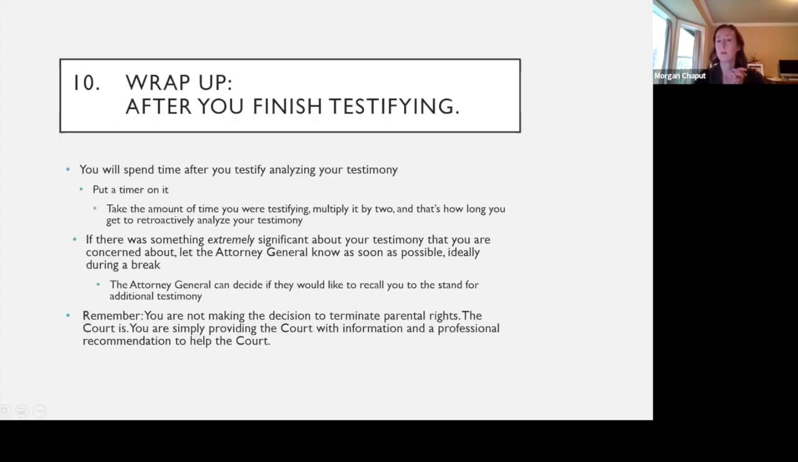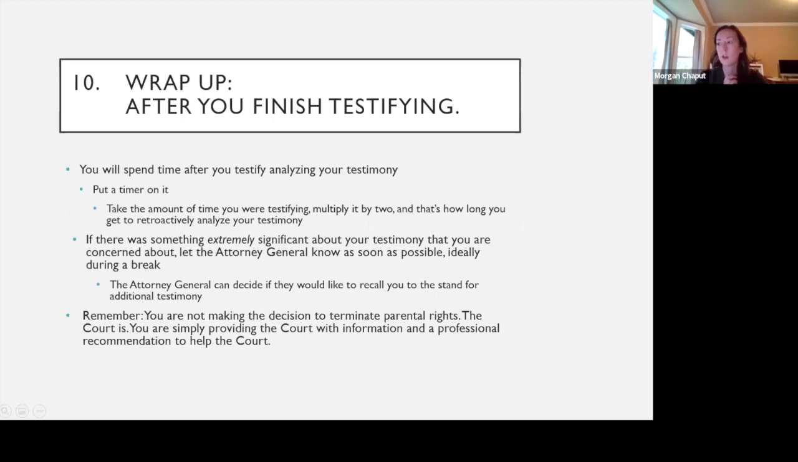Okay, we're on to tip number 10, the last tip. After you finish testifying, you will inevitably spend some time self-analyzing what you've testified to. And it's like, oh shoot, I shouldn't have said that, or oh my gosh, I forgot to bring this up. Inevitably you will do that.